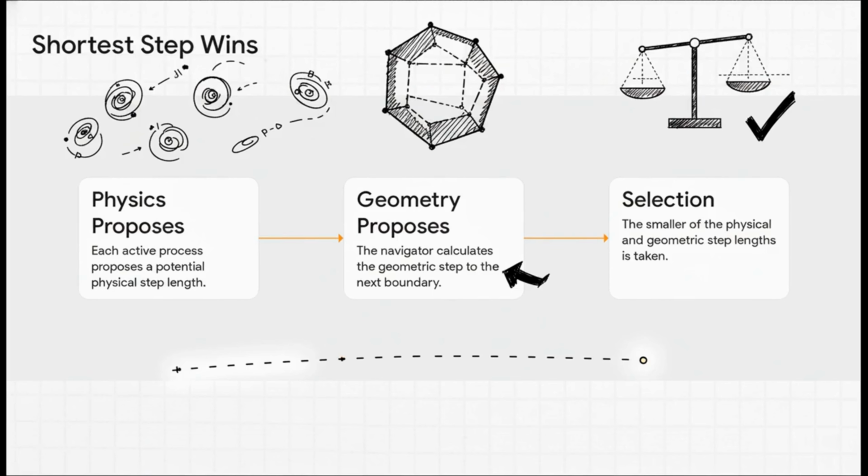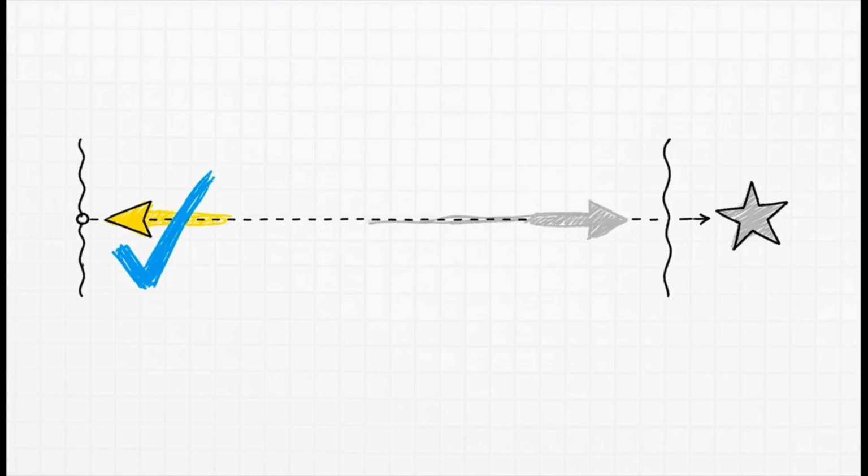Step 3, the shortest step wins. That's it. It's that simple. The simulation always chooses the absolute smallest distance that any of its advisors suggest. And this is just so elegant. By always picking the shortest proposed step, the simulation guarantees it will never accidentally skip over an important event.